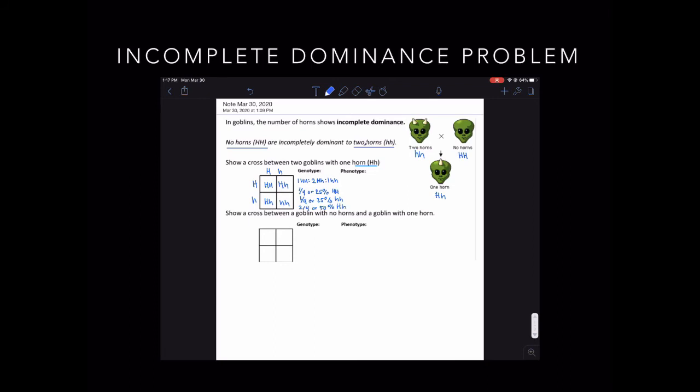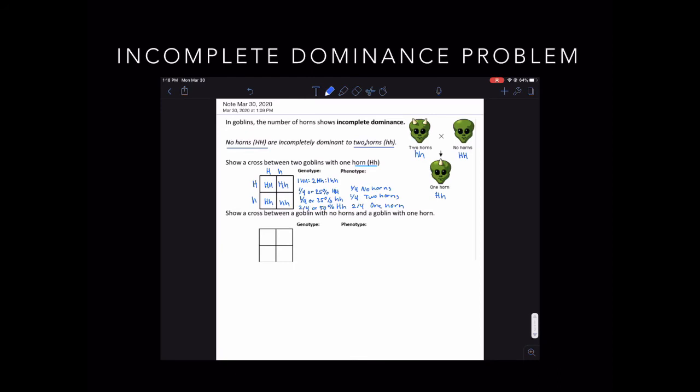Now let's look at the phenotypes. The first one is a 1/4 no horn. The second one is a 1/4 2 horns. And finally, the last one should be a mix between the 2, since it's the incomplete dominant heterozygous. And this is a 2 out of 4 1 horn. Let's go on to the next problem.